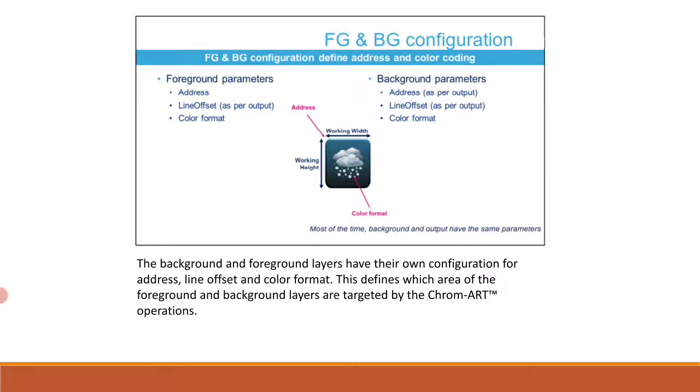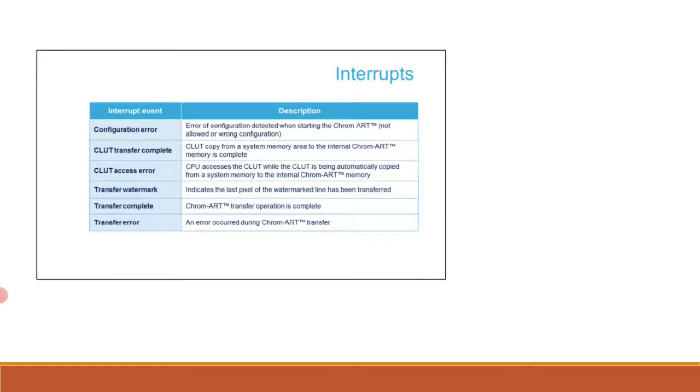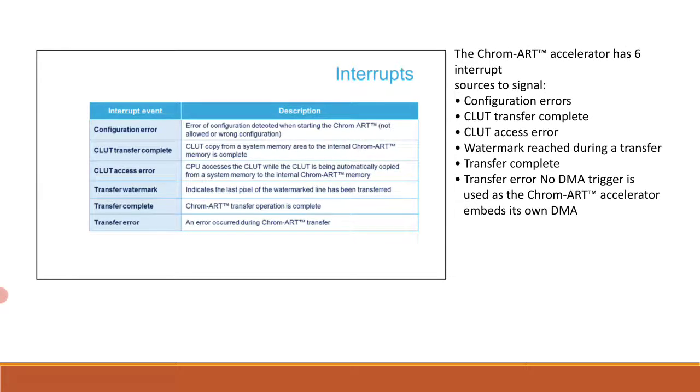Let's quickly get on to the interrupt sources to signal. The Chromate accelerator has 6 interrupt sources to signal: configuration errors, CLUT transfer complete, CLUT access error, watermark reached during a transfer, transfer complete, and transfer error. No DMA trigger is used as the Chromate accelerator embeds its own DMA. You can look at the descriptions, and here I am giving you all the details.